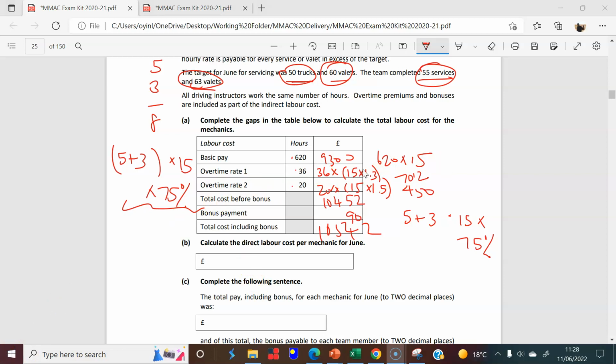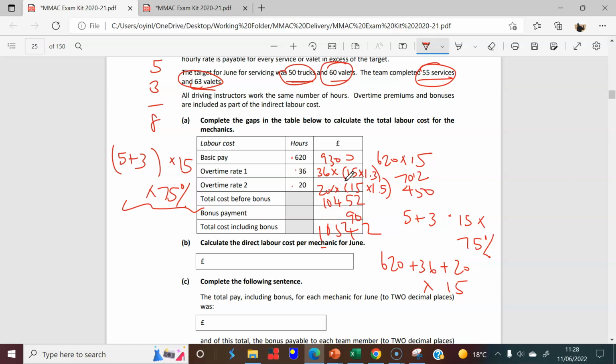So the direct labor cost is just purely the labor cost, right? No overtime in there, just what is the labor cost of doing this work? Direct labor per mechanic. Remember, there's 4 mechanics. That's what the question is asking here. So per mechanic, let's get all the hours worked. That would have been 620 plus 36 plus 20 times 15, which is the total cost of just pure direct labor, before any bonuses, before the overtime. That's what we're really looking at here.